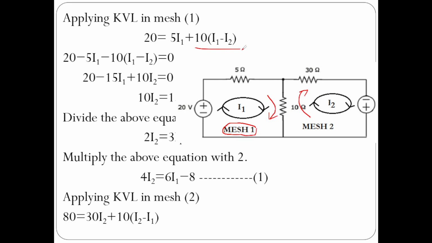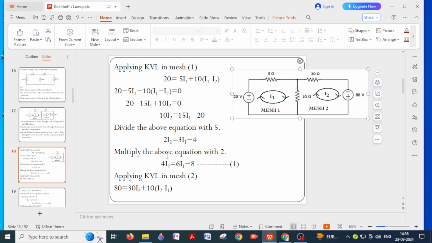Now further simplify it. I have divided the above equation by 5. I have got 2 I2 equals 3 I1 minus 4. I have multiplied the above equation with 2. No need to do all these things.